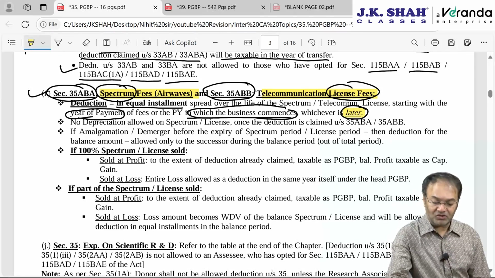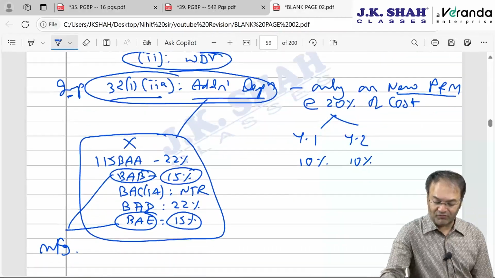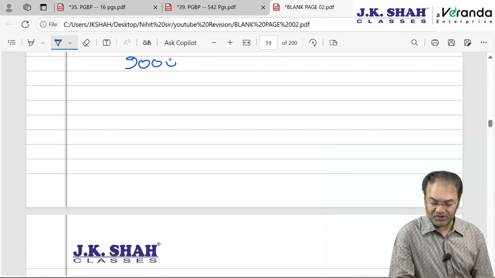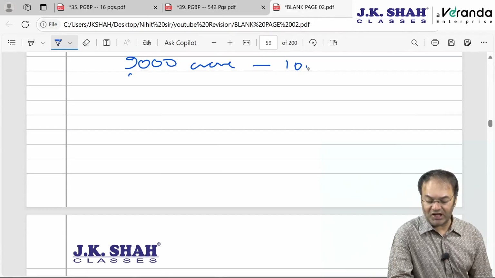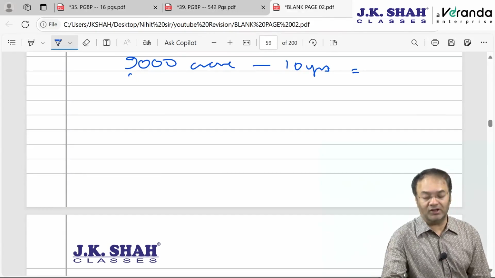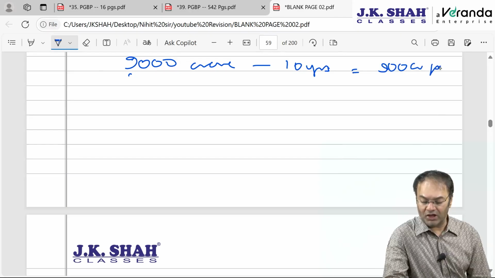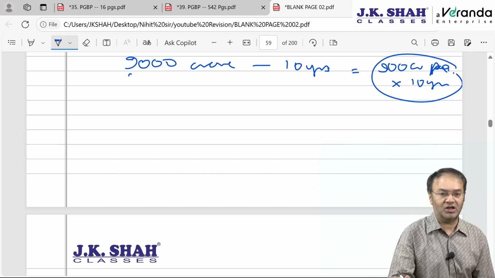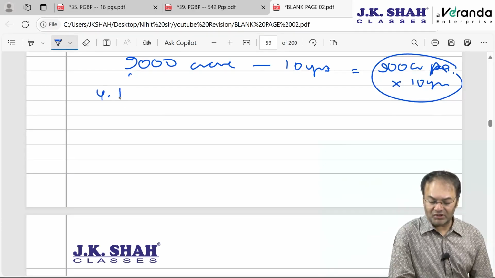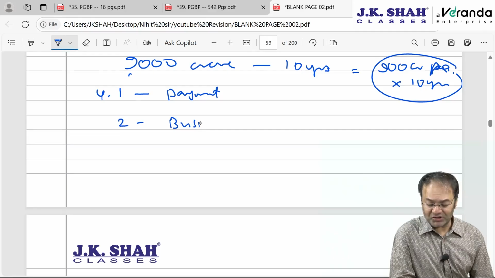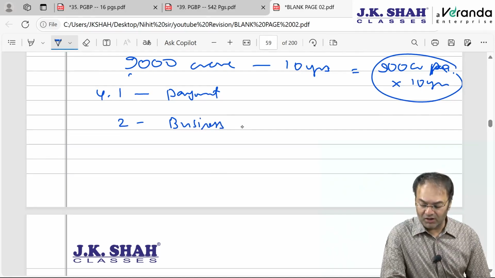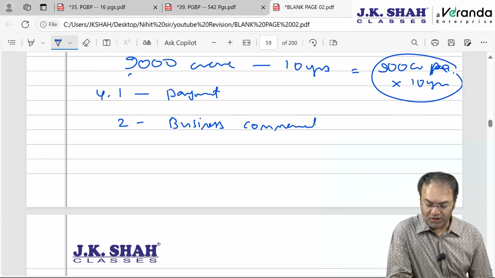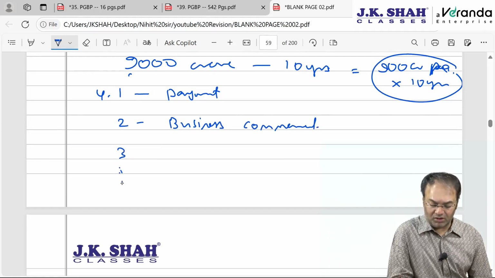I had given one example if you recollect. In case license fees is 9,000 crore rupees, and the life of the license is 10 years, then ideally you will feel that it should be 900 crore rupees per annum deduction for 10 years. Agreed. But in case the business does not commence from year 1, payment happened in year 1, but business of telecommunication or internet commences from year 2, then deduction will be allowed from year 2 till year 10.